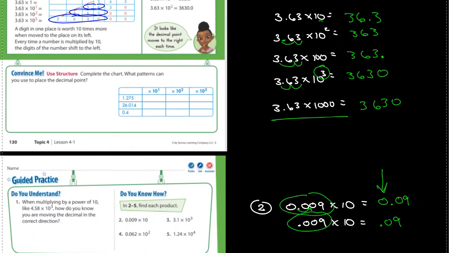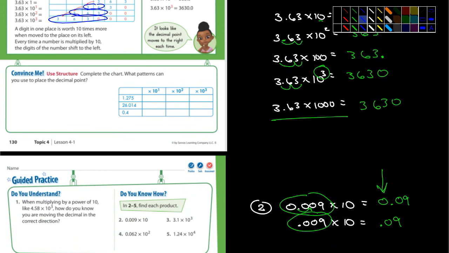I'd like you guys to do this. It says complete the chart. What patterns can you use to place the decimal point? So I'm going to do this first column here, and I want you guys to do the rest. So what's 1.275 times 10? Mr. Cosgrove.